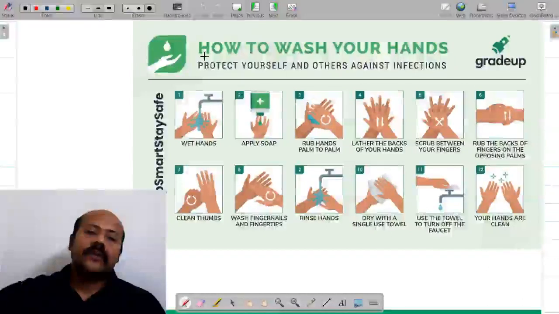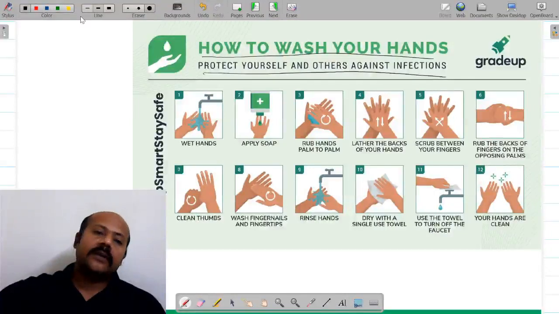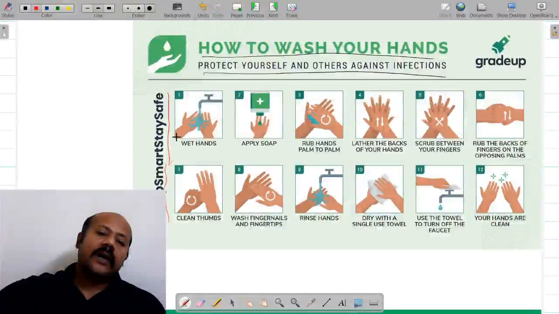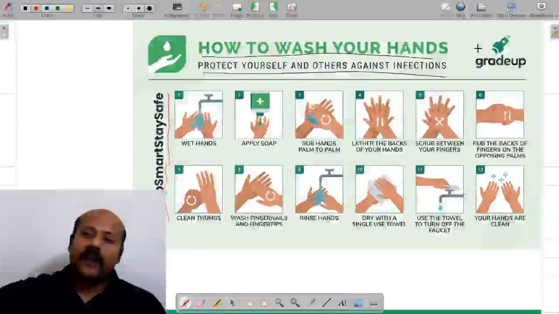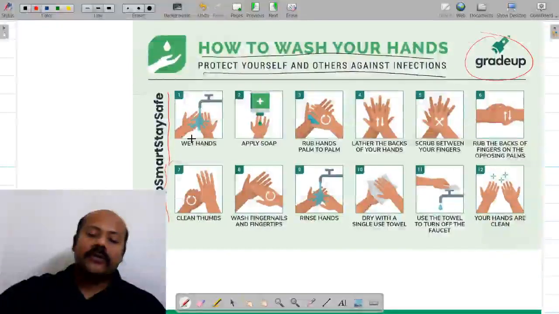Okay, now let us focus on the first screen, which shows how to wash your hands so as to protect yourself and others against the infections related to the novel coronavirus. This we are communicating under the initiative hashtag Prep Smart Stay Safe as started by Team Gradeup. So these are the steps how you should wash your hands properly.